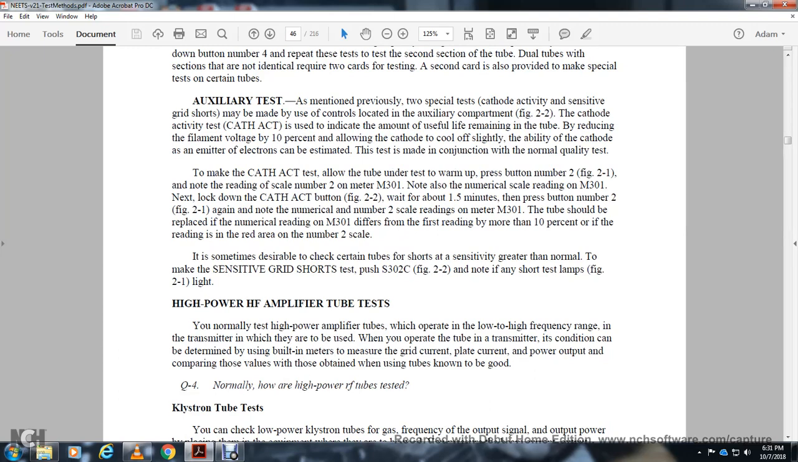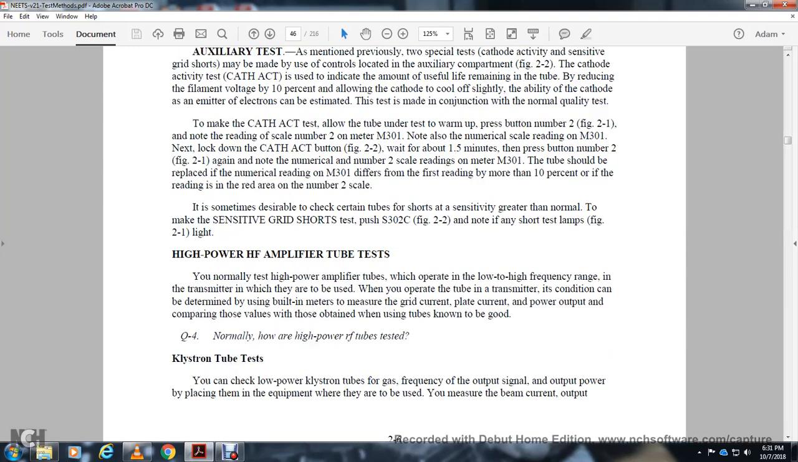High frequency amplifier tube test. Normally, a high power amplifier tube is tested by operating it with a low high frequency range transmitter, with the tube operated under the transmitter's conditions. The built-in meters can be used to measure the grid current, the plate current, and the power output, compared with the values obtained with tubes known to be good.